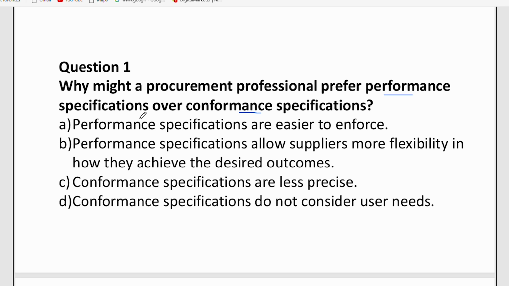And so is it because performance specifications are easier to enforce? Is it because performance specifications allow the supplier more flexibility in how they achieve the desired outcome? Is it because conformance specifications are less precise? Not really. They are very precise. It's just because performance specifications allow suppliers more flexibility.